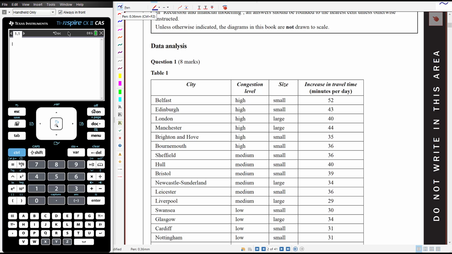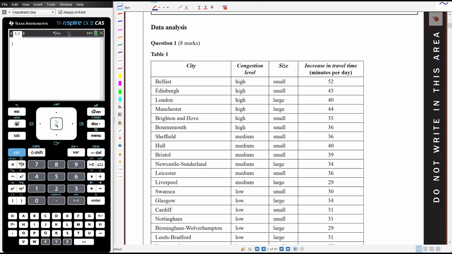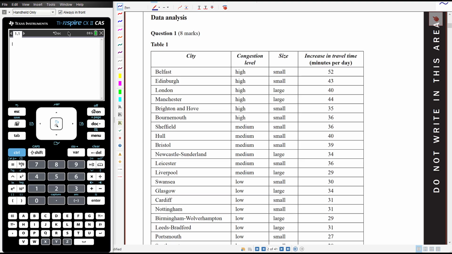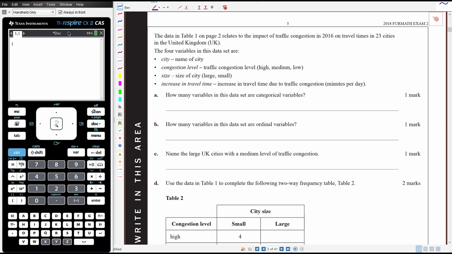So question 1, we have a table of data here with 4 variables: city, congestion level, size, and increase in travel time in minutes per day. Okay, so let's get on to the questions. The data in Table 1 on page 2 relates to the impact of traffic congestion in 2016 on travel times in 23 cities in the United Kingdom, UK. The 4 variables in the dataset are city, congestion level, size, and increase in travel time, and it tells you how those things have been measured.